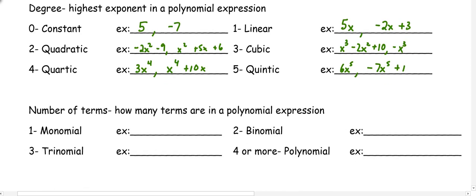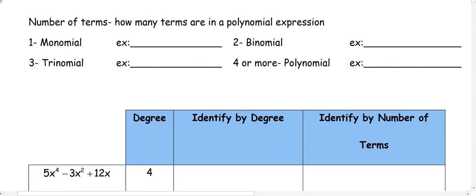The other way that we can classify expressions is by the number of terms. So if it has one term, it's a monomial. So something like 5x or something like 12. Those are examples of monomials. Binomial, so like a bicycle, it's going to have two terms. Something like x cubed plus 10 or -3x minus 1.